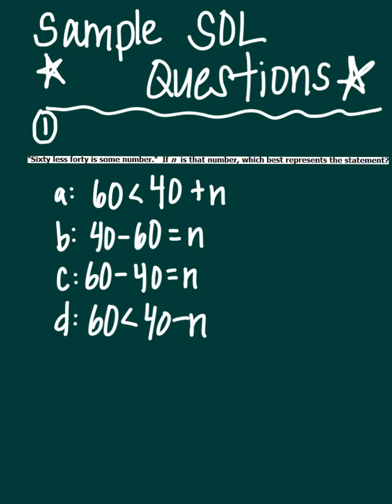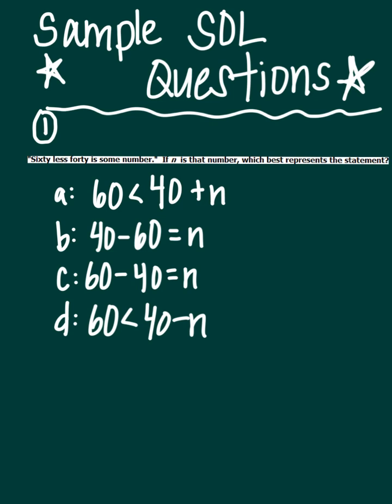In this last video, we're going to look at some sample SOL questions from the past few years. I would say that you don't have to write the question down, but I would number it and give the problem a try. So like number 1, 60 less 40 is some number. If n is that number, which best represents the statement? So again, I would say you don't have to write that entire question down. Just write down number 1 and what you think the answer would be. Go ahead and try.